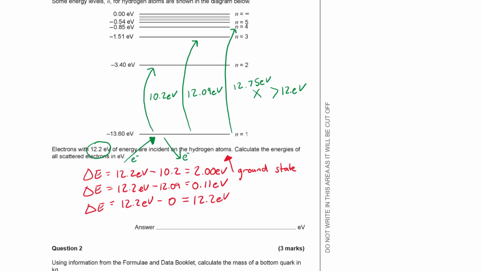And so when you're writing your answers down, as long as you make it clear, 2.00 eV, 0.11 eV, and 12.2 eV. And there we go.